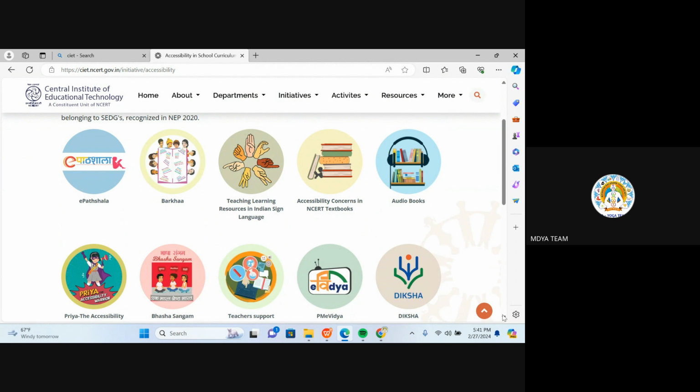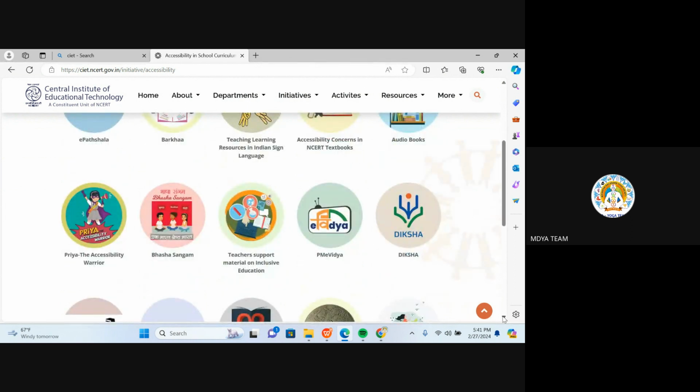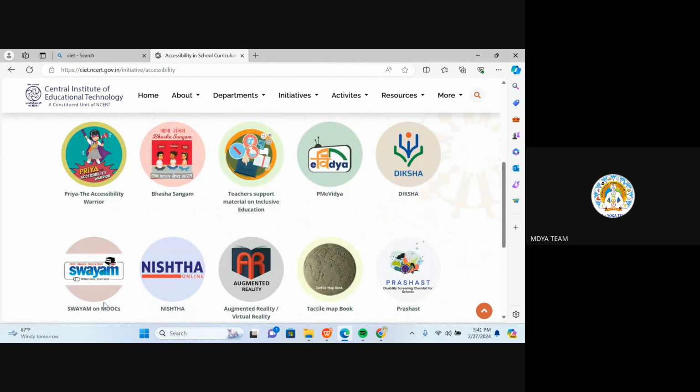These are the initiatives for school students. Pre-accessibility warrior, Bhasha Sangam, teacher support material on inclusive education, PM Vidya, Diksha, Swayam on MOOCs, Nishtha, augmented reality, virtual reality, tactile map, ebook. You have to learn all these names. Prashast.